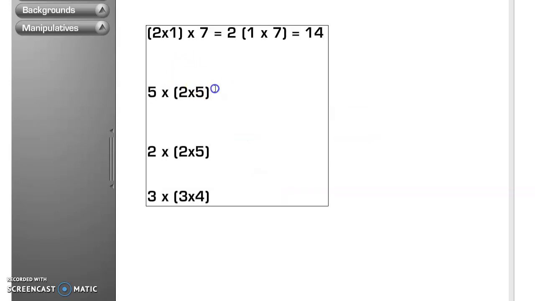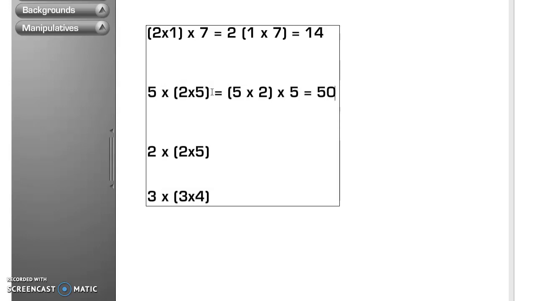So for example, here, I have 5 times 2 times 5. So what I can do here is I can do 5 times 2 times 5, and that both equals 50, because 5 times 2 equals 10 times 5 more is 50. Another example would be 2 times 2 times 5. And so I could set this up by making it easier. 2 times 2, which is 4, times 5, and that would equal 20.